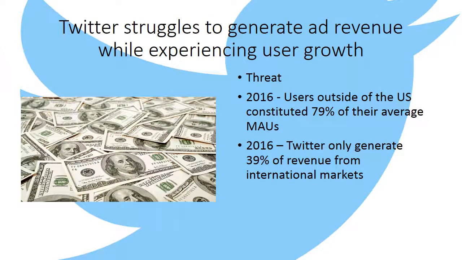The next factor we looked at was Twitter's struggle to generate ad revenue while experiencing user growth. For companies like Twitter, it's important that they generate revenue from the activity that is generated from its users. However, it's been noted that as Twitter's user base has continued to expand internationally, the company hasn't necessarily been increasing international revenue at the same rate. For example, users outside of the US constituted 79% of their average monthly active users at the end of 2016, but Twitter only generated 39% of their revenue from international markets. This is a very important factor to consider when analyzing Twitter.